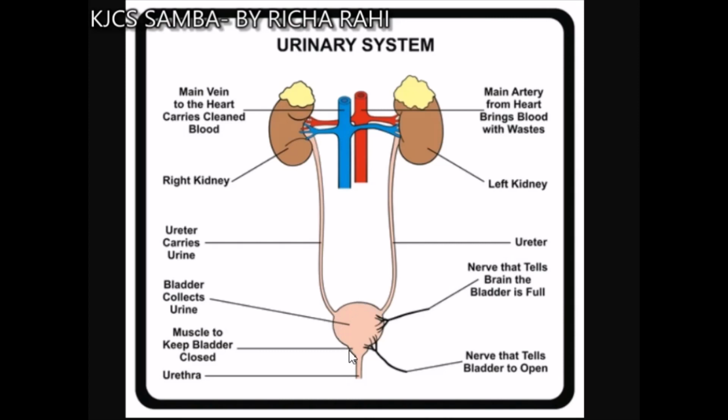This urinary bladder contains nerves. These nerves are basically connected with the brain. When this bladder is full with urine, we have an urge to pass urine. The urine from the urinary bladder will move out through this small pipe-like structure, which is called the urethra, and from here the urine is finally expelled out, the filtrate is finally expelled out from our body, and in this way the whole process of excretion is going on inside our body.